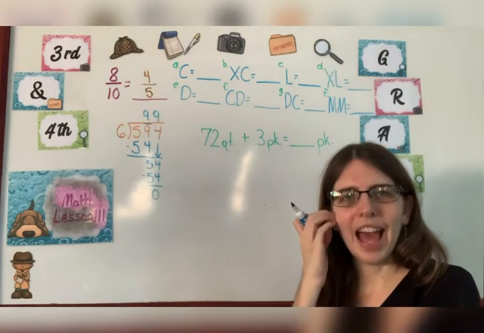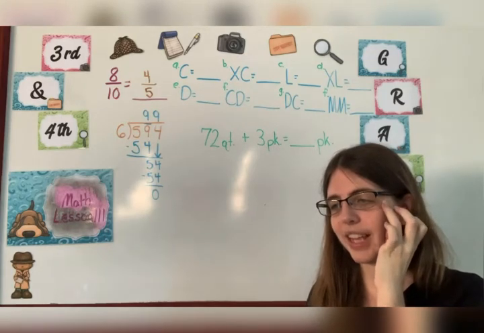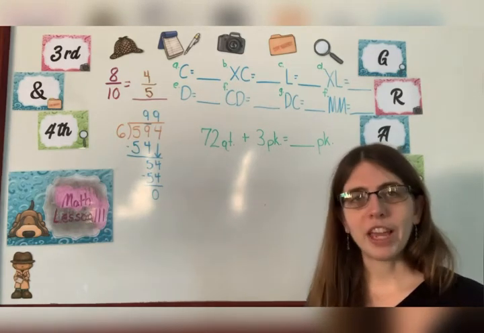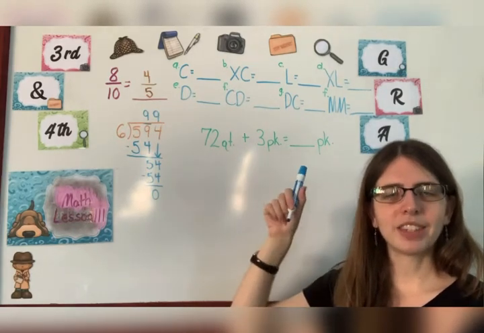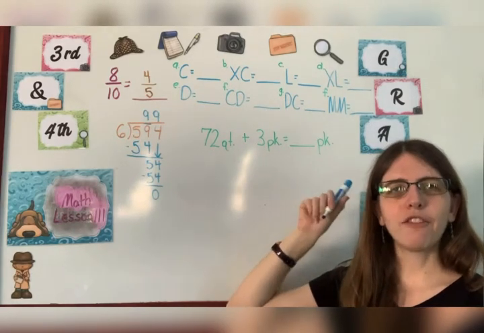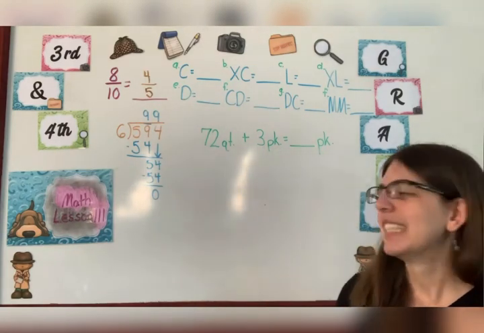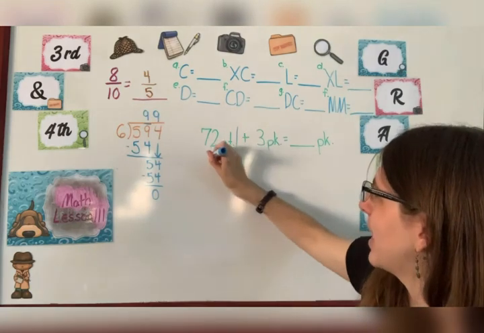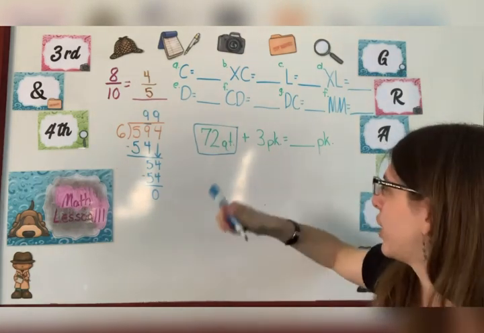Okay, and our last problem that we're going to do together would be exercise 6, solve the measurement equation. I have 72 quarts plus 3 pecks equals how many pecks? Well, I'm looking for pecks. So pecks and quarts, do they match? Nope. So that means this is what I'm going to be changing. Pecks and pecks? Yeah, they're good to go.